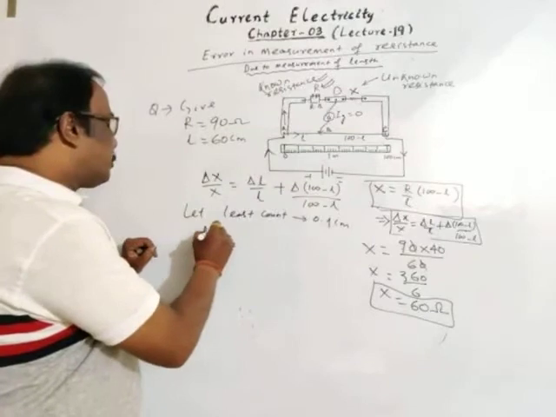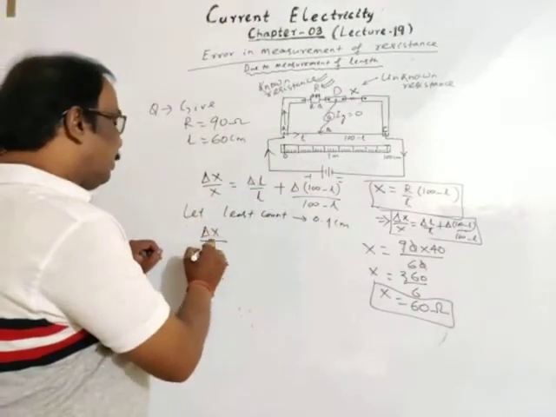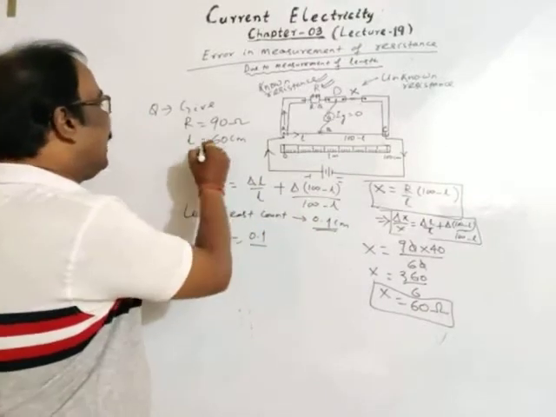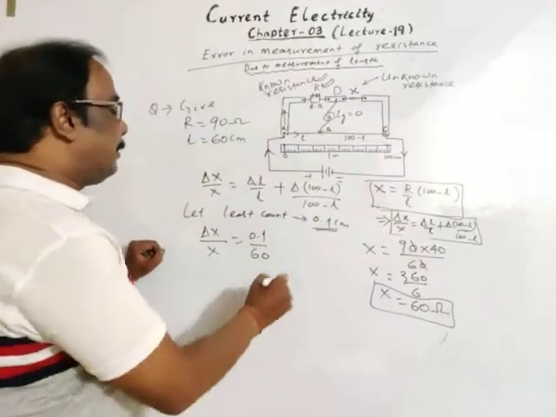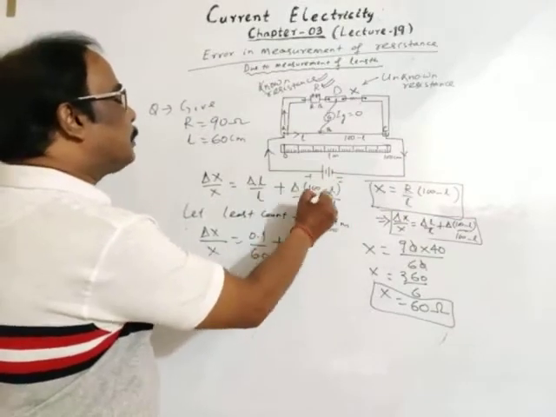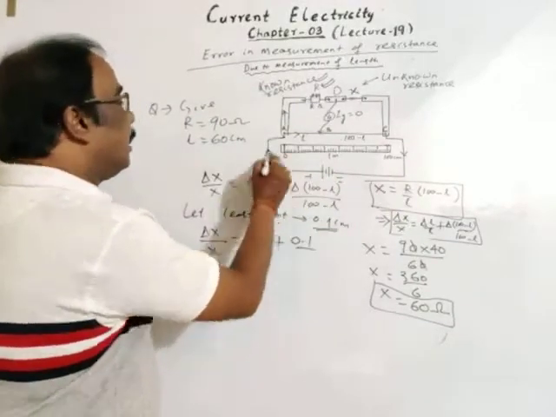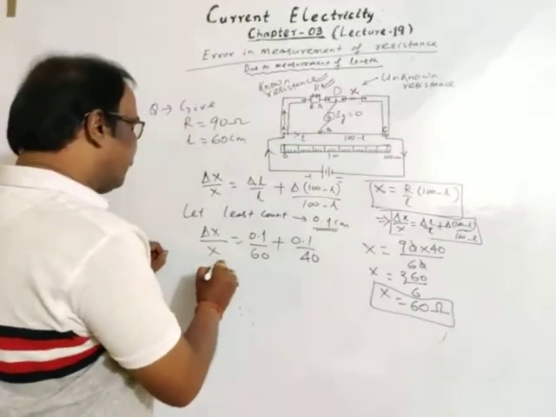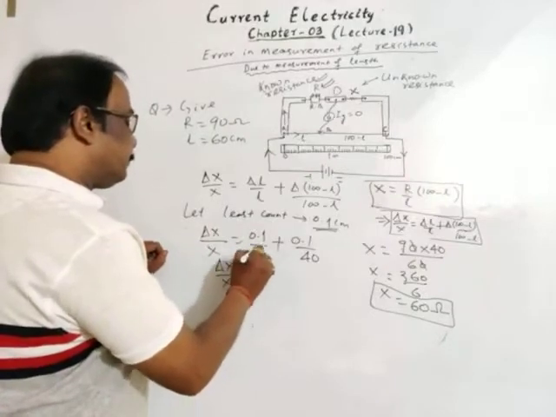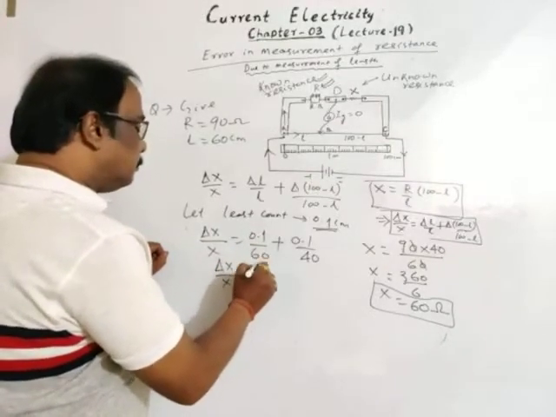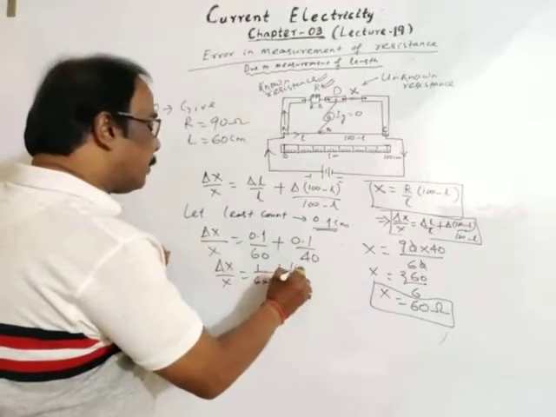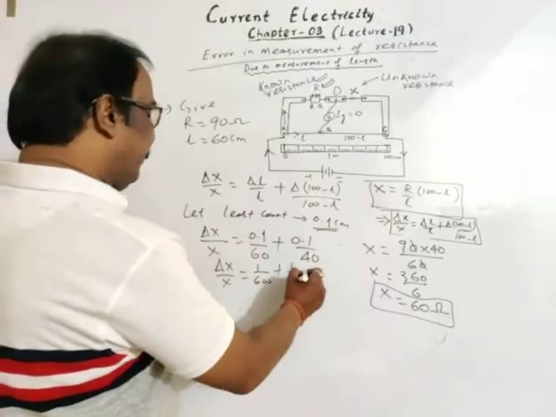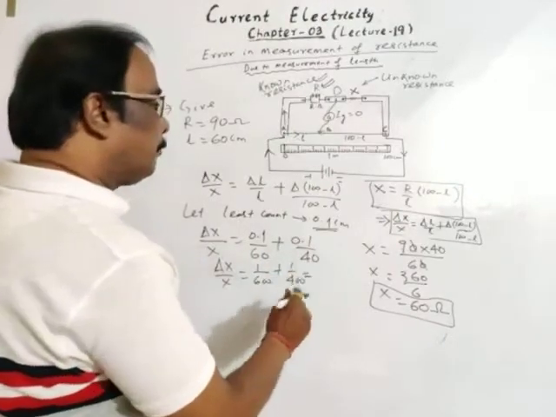Then delta X by X is equal to delta L, which is the least count 0.1, over the length 60 centimeter, plus 0.1 over 100 minus L, which is 100 minus 60, that is 40 centimeter. Then delta X by X will come 1 divided by 600 plus 1 divided by 400.